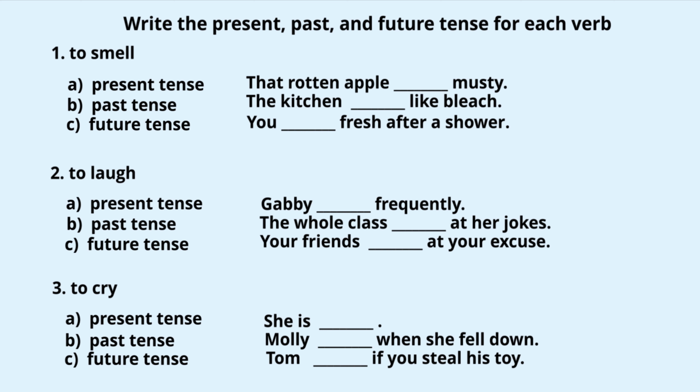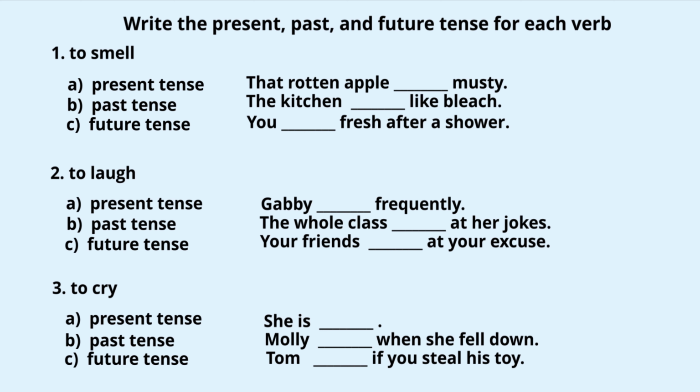Let's see the second example. The base verb is to laugh. The first sentence should be in present tense. Gabby blank frequently. What can we write there to make it in present tense? Gabby laughs frequently. The second sentence should be in the past tense. The whole class blank at her jokes. The whole class laughed at her jokes. So we can add an ed, L-A-U-G-H-E-D. So laughed at her jokes. The third one should be in the future tense. Your friends blank at your excuse. Your friends will laugh at your excuse.